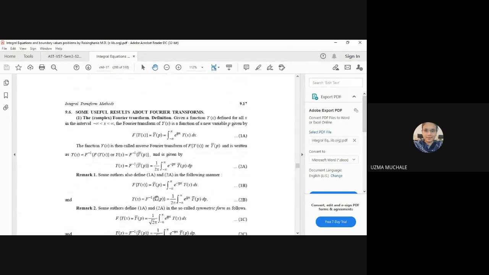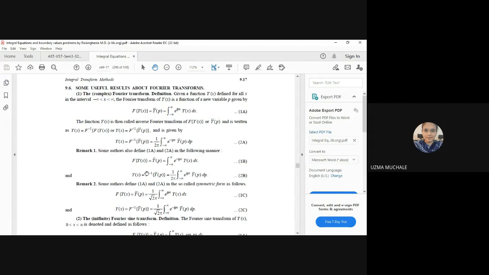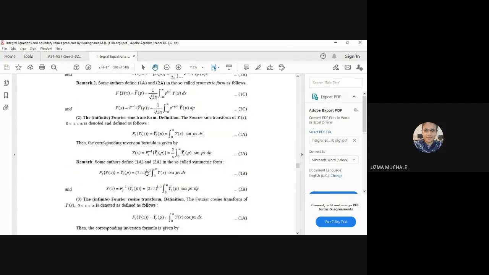Let me start with the definition of the Fourier transform. You can see the Fourier transform of phi of x is written in the form of phi bar of k, just like our Laplace transform. Instead of L of phi of t, it is F of phi of x, and instead of e raised to st, it is e raised to i p x. Here some remarks are given, and then the result for the infinite case.